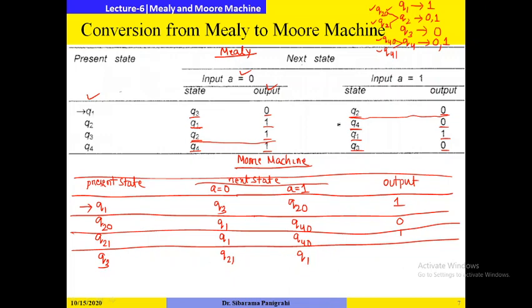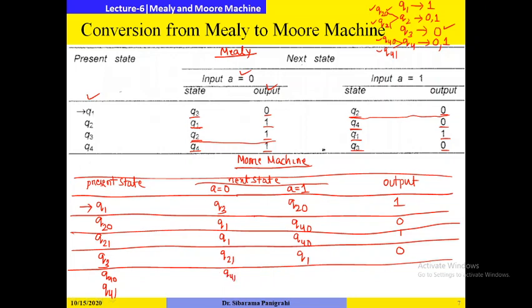So Q3 always produces output as 0. So here what I will write? I will write 0. Now let us go for Q4. So Q4 we have split it into two states. One is Q4 0, another one is Q4 1. So let me write Q4 0 and Q4 1. Right? So Q4 0 by taking input equal to 0, what is the next state? Q4 producing 1. So Q4 producing 1 means Q4 1.